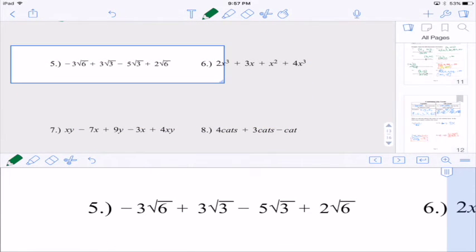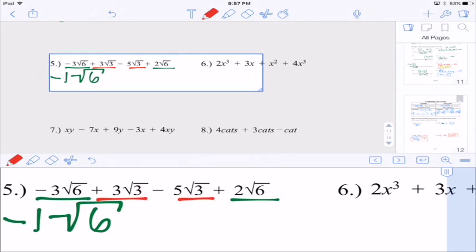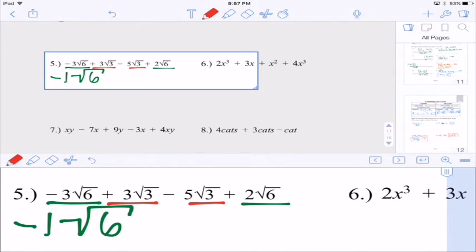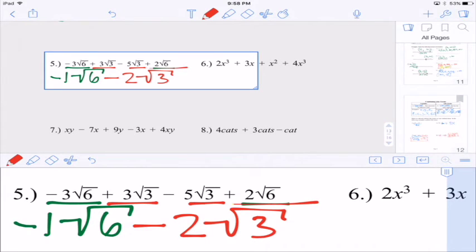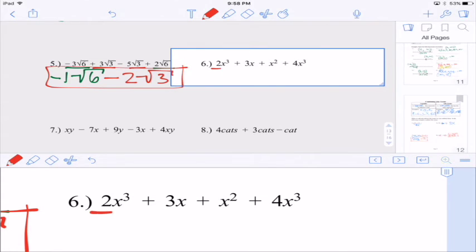Number 5, we're looking for the same root. So we have square root of 6 and 2 square roots of 6. So negative 3 plus 2 is negative 1 square root of 6. Then I have square root of 3 with square root of 3. So 3 square roots of 3 minus 5 square roots of 3 is negative 2 square roots of 3. Done.